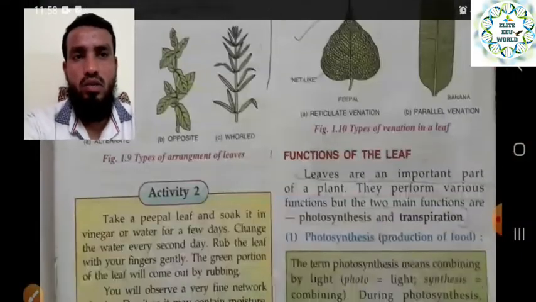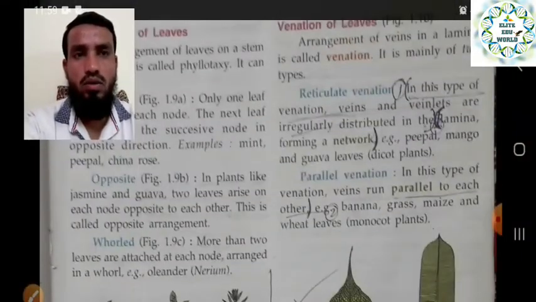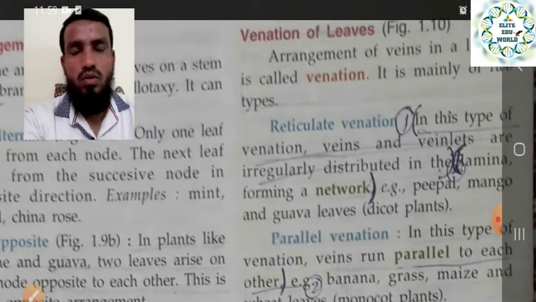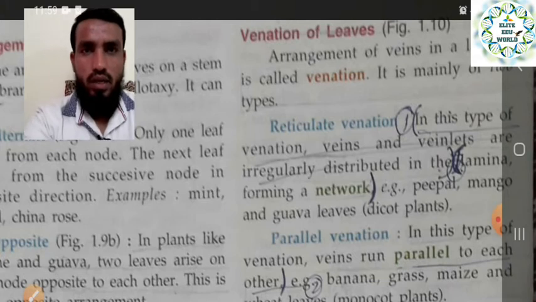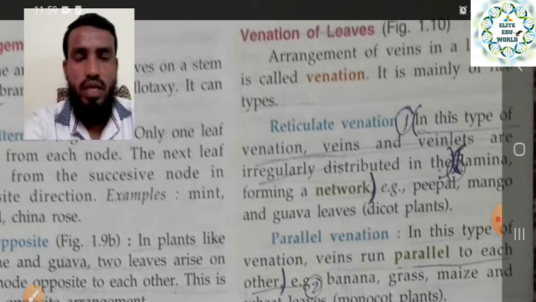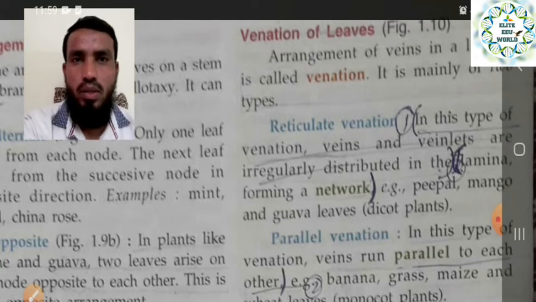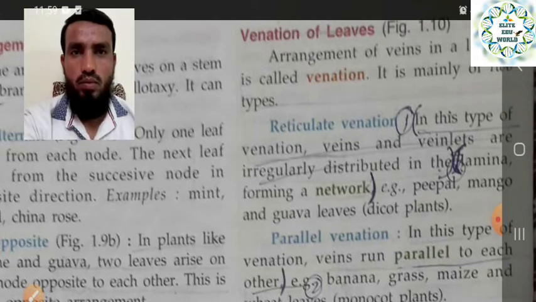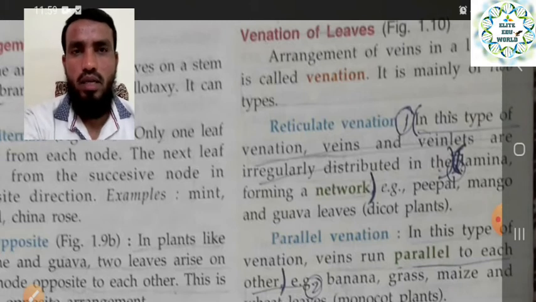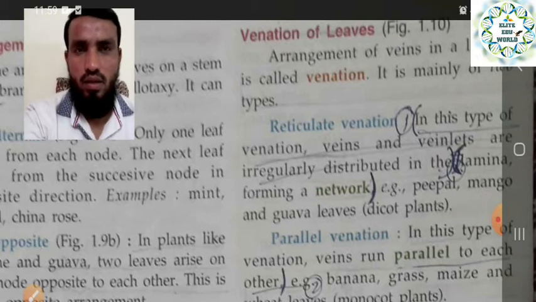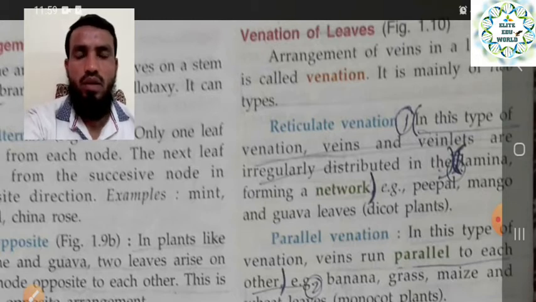I request all the students to perform this activity. Why is it important? Because if you do that activity, you will understand what venation of leaves is. So basically, what is meant by venation? I have shown you the picture of the leaf before. From the petiole, it arises inside the leaf and converts into the midrib. From the midrib there are several different small veins, and that is called the venation. Which kind of venations are there?